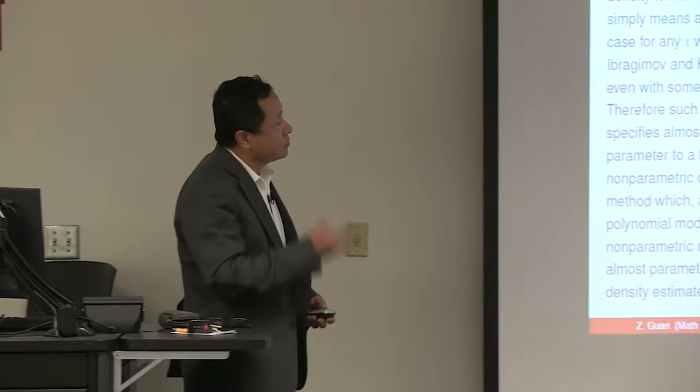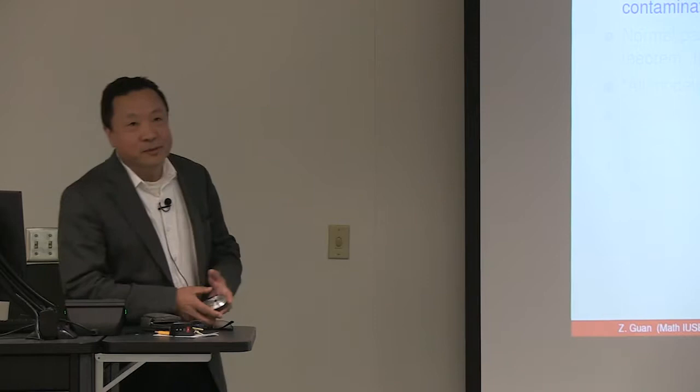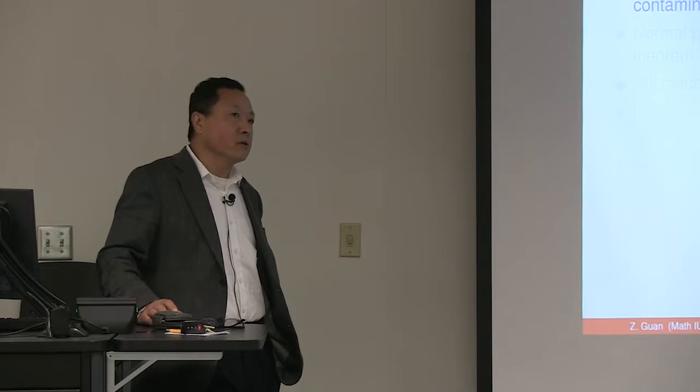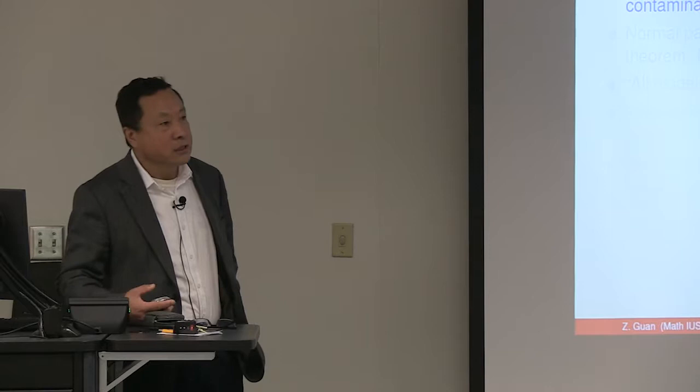I'll just skip this long abstract. In real-world problems, traditionally people use parametric models to solve statistical problems. Like the normal distribution, which is the commonly used model. In some other situations people use the exponential, right? Log-normal in economics and other models are very common.